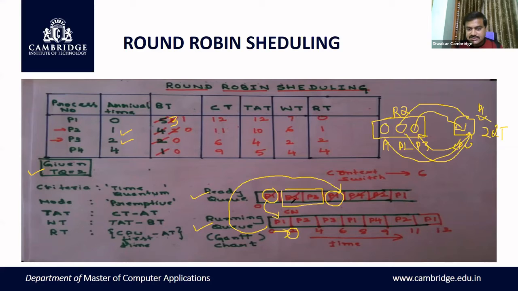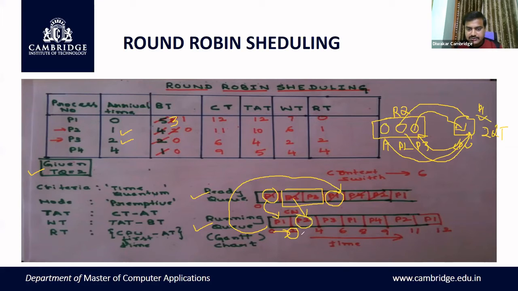Now you just see the sequence here. P2 is there, P3 is there, P1 is there. Three processes are there in the memory. In the sequence of arrival, you're going to execute them. What is the sequence now? P2, P3, P1. Now P2 will get the CPU cycle.